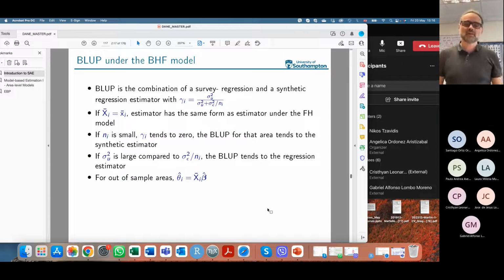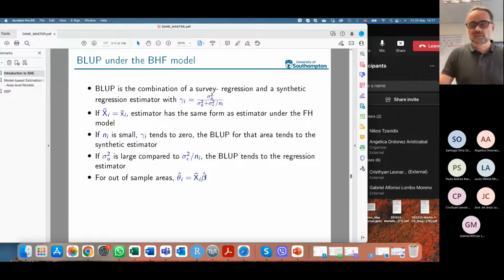And under the unit level model, the gamma i, what we defined in the previous session as the shrinkage factor, is having a slightly different form. It is basically the ratio between the between area variability divided by the between area variability plus the within area variability divided by Ni, where Ni is the sample size. Okay, if your X capital i, so if your population values of the means of Xi's are equal to the sample means, then the estimator will have the same form as the Fay-Herriot model.